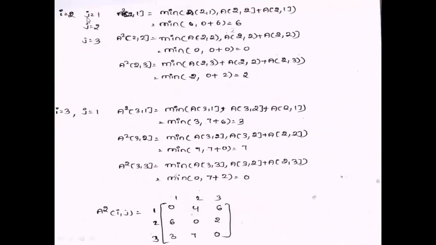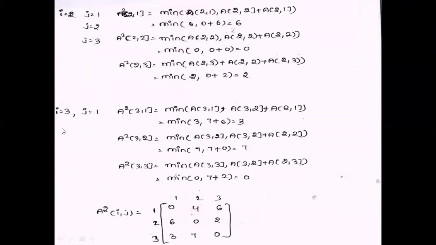Next, for i equal to 2, j equal to 1, j equal to 2, j equal to 3. First A of 2,1, next 2,2, next 2,3. For 2,1, the minimum of A of 2,1, which is 6, and 2,2 plus 2,1, which is 0 plus 6. So it is 6. Next, A square 2,2 is 0 plus 0, so 0. Next, 2,3 is 0 plus 2, so 2. The shortest paths through intermediate vertex 2 are the same: 6, 0, 2.